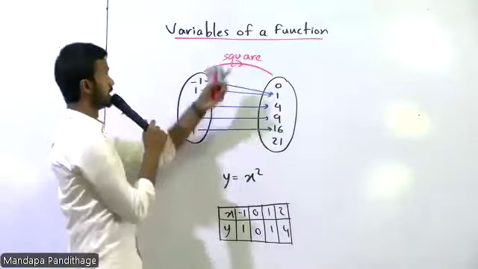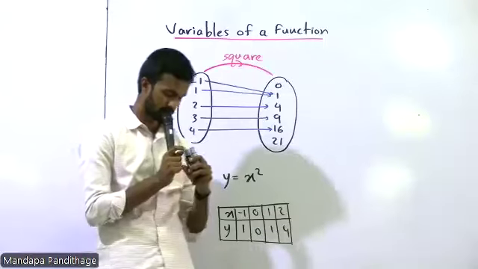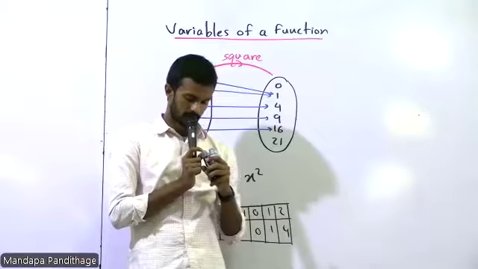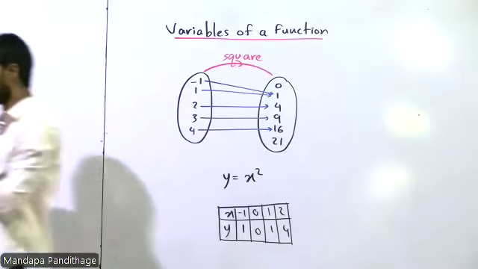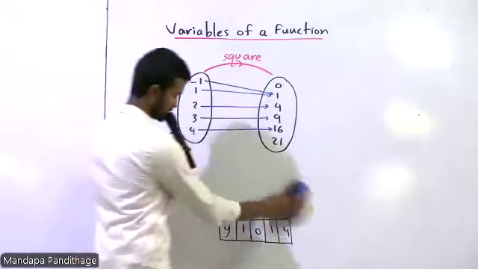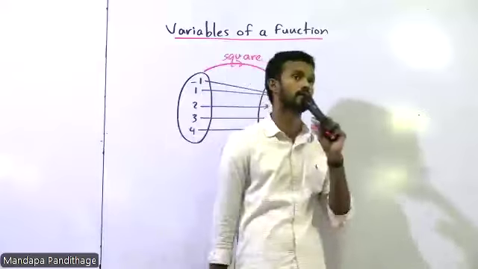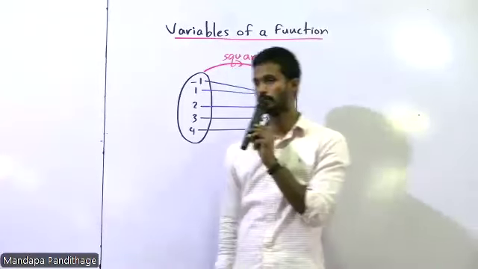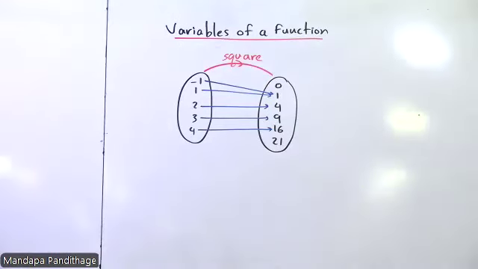Okay, so write it this way: the variables of a function can be termed as below.